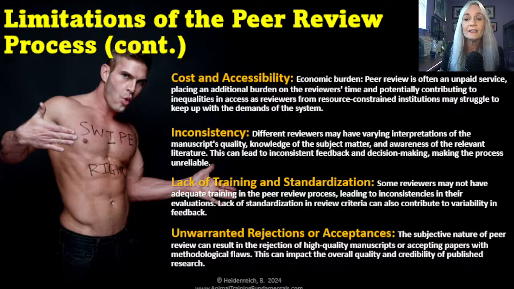So, lack of training and standardization. Some reviewers may not have adequate training in how to even do peer reviewing. So again, maybe inconsistencies in the process. And then all this could lead to some things being rejected that shouldn't be rejected, that are probably really good information that needs to get out there. And then it also leads to things being accepted that shouldn't be accepted, that probably should be left or asked to be revised, or maybe just not in the system at all. So that's why I have my swiping right when you should have swiped left.